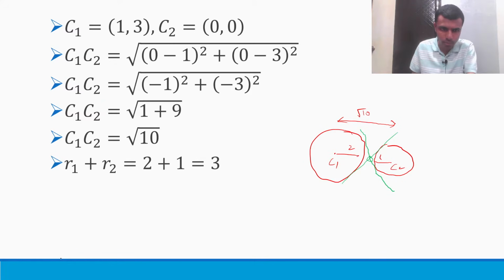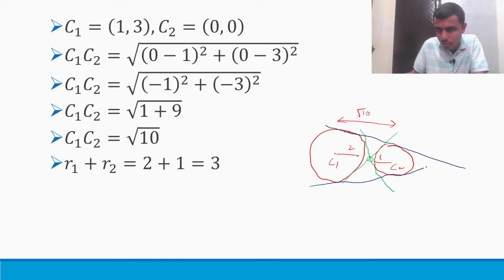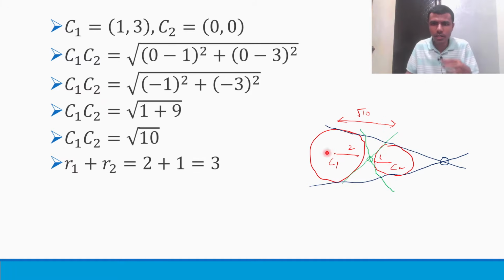Now let me take blue. Please forgive me guys, I'm not that good at drawing. So this is one tangent, this other tangent. This point is called the external center of similitude, and from this point we get two direct common tangents. Common tangent means it is a tangent to both the circles.